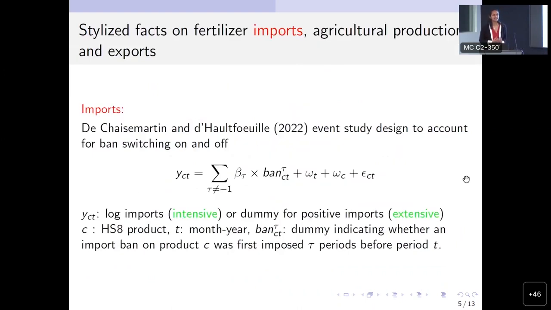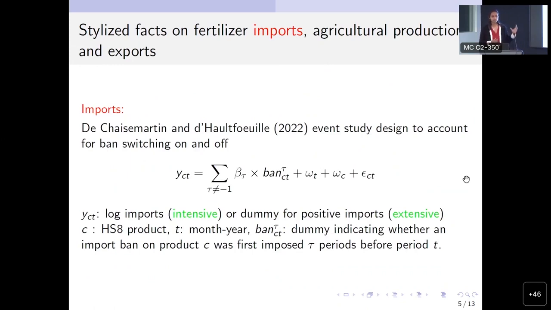So to understand, the first question, of course, is: was the ban effective? To do that, we first show you the effect of this fertilizer import ban on the import of fertilizer into the country. To do this, we use the Chaisemartin and D'Haultfoeuille event study design to account for the fact that this ban could have switched on and off. So we are doing a difference-in-differences, except that it's quite state of the art in that it allows for the ban to turn on and off, which is what happened in the country.